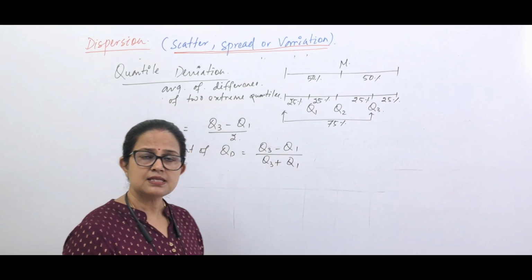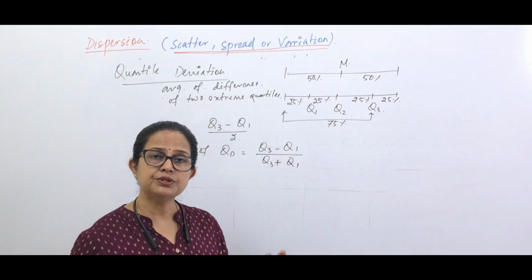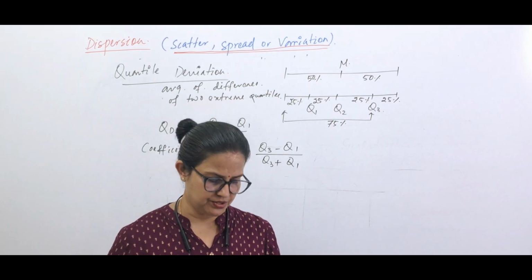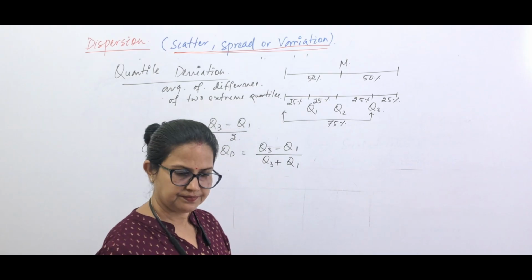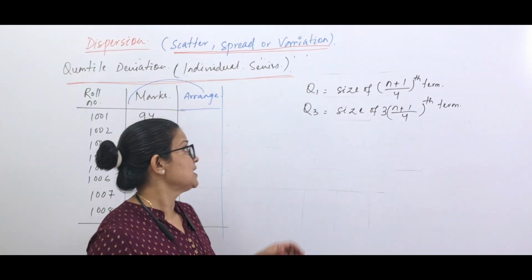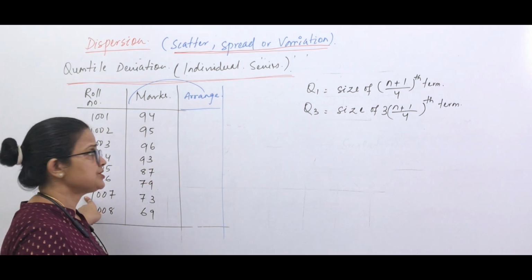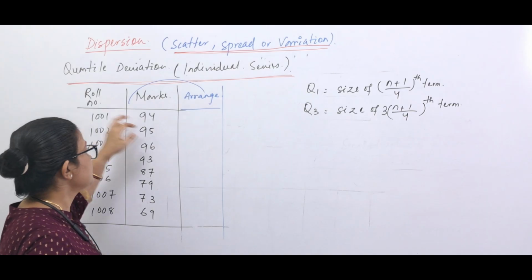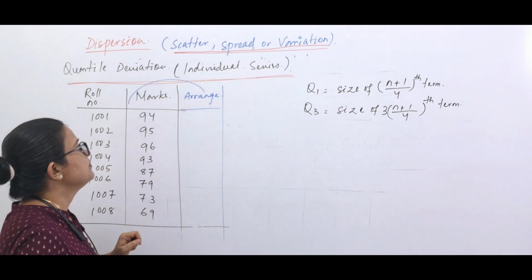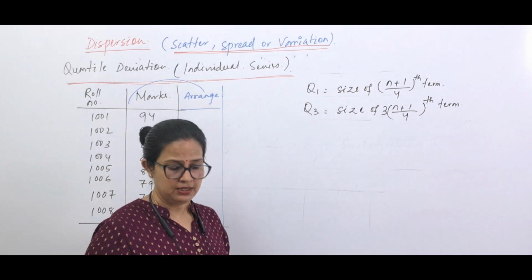So let us discuss individual series. We'll take one example and find how we calculate the quartile dispersion for an individual series. We have taken one example for an individual series. This is the question: roll numbers are given, and the marks belonging to those roll numbers are given. We have to find the quartile range or quartile deviation.